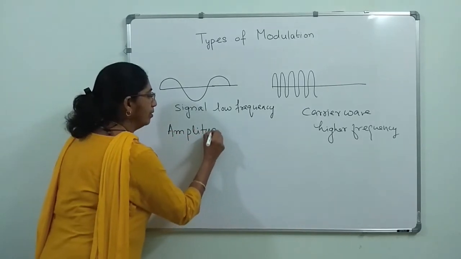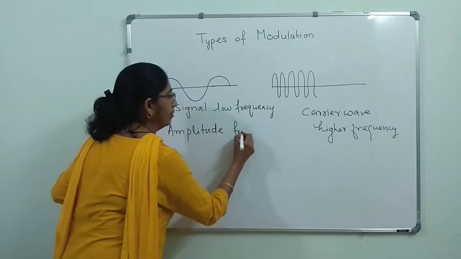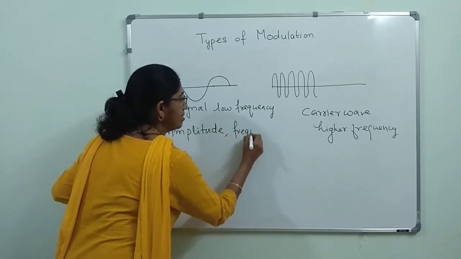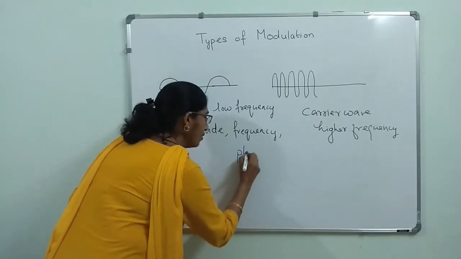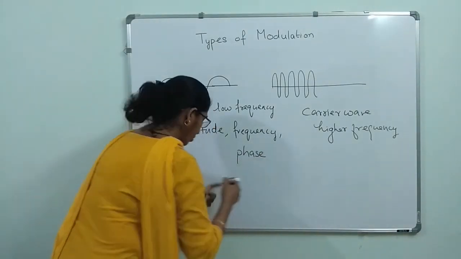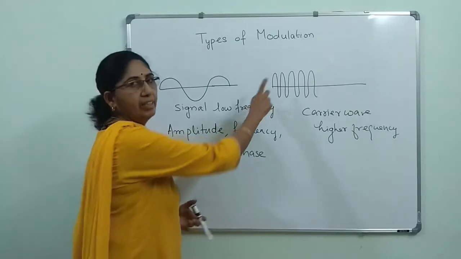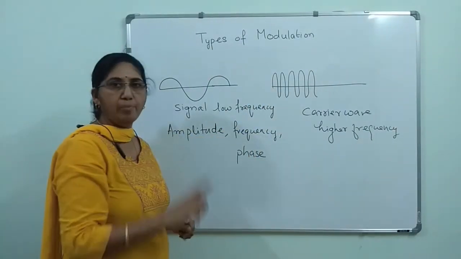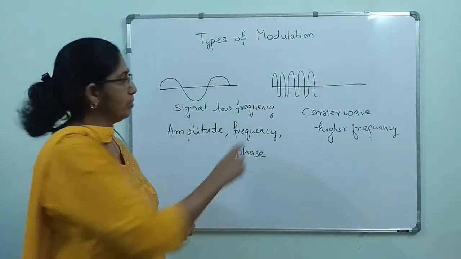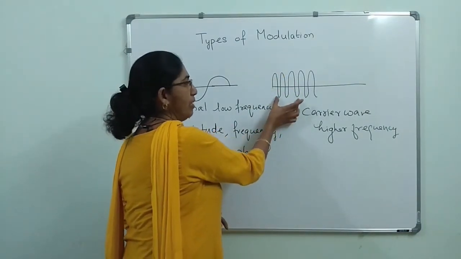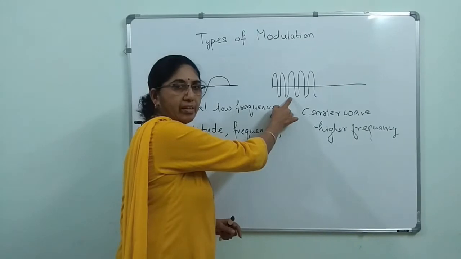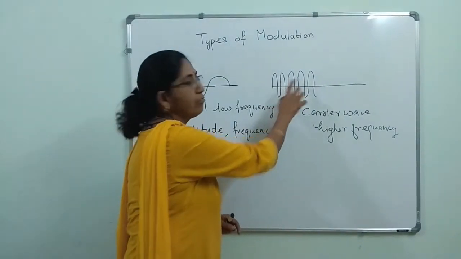Amplitude, frequency and phase. So these three parameters are the characteristics of a wave. It has an amplitude, and a frequency. This is the amplitude. You can see how many cycles per second, that is the frequency. Then the phase of the wave is there.